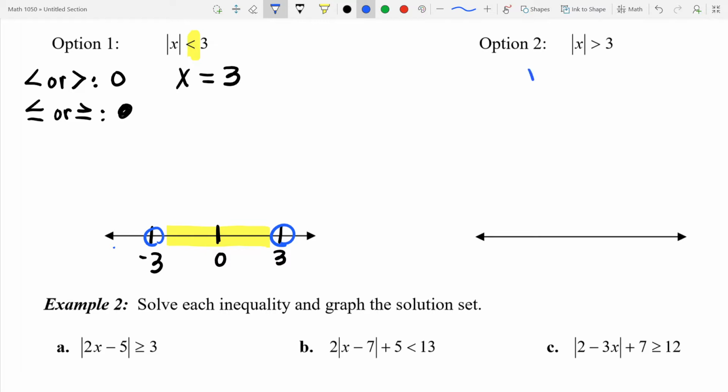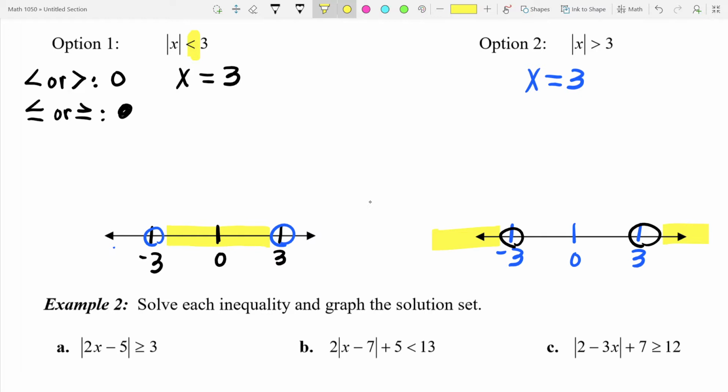So I want you to write absolute value of x greater than 3. Then I want you to put a 0 and a 3 and a negative 3. Once again, my circles are going to be open because I don't have equal signs. Now let's test a 0. Just think about it. What's the absolute value of 0? 0. Is 0 bigger than 3? No. So the middle's false. So you can test these other regions.